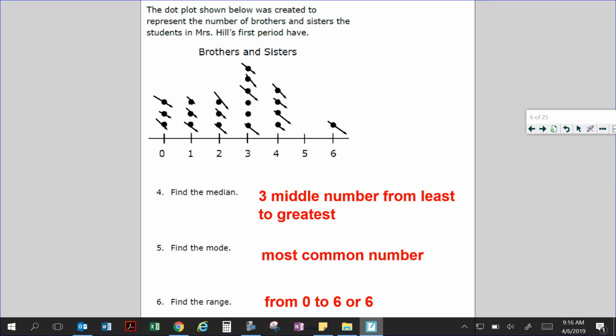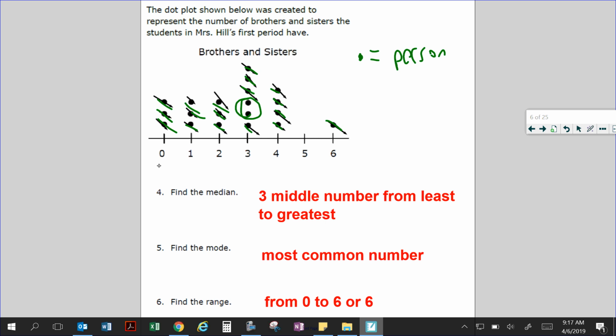So next one, the dot plot shown below was created to represent the number of brothers and sisters the students in Mrs. Hill's first period have. Each dot represents a person or a student in Mrs. Hill's first period class. So find the median. To do median, same thing. Cross out the least and the greatest, least and greatest, and keep going. So what number's in the middle? 3. Mode. What number repeated the most?